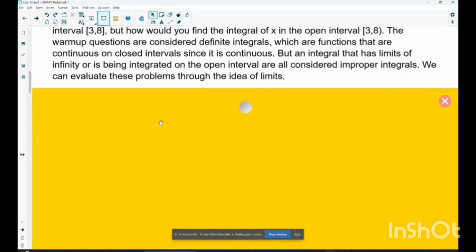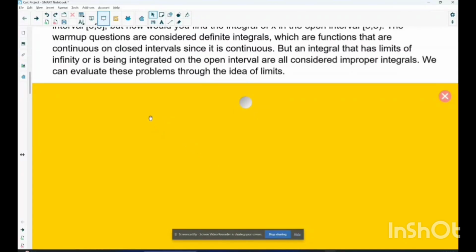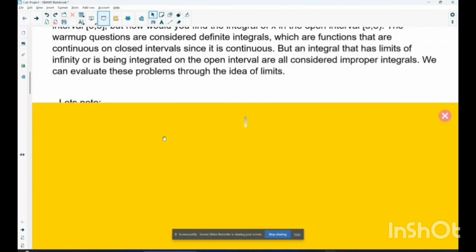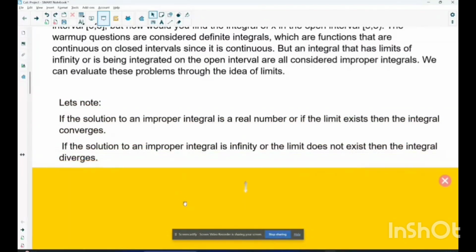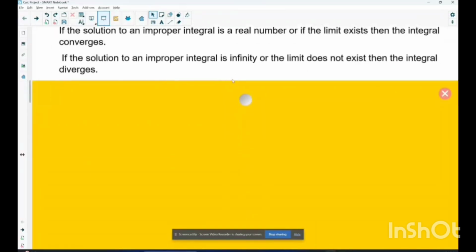We can evaluate these problems through the ideas of limits, as we'll see in our further examples. First, let's note when evaluating an improper integral, if the solution is a real number, then the integral will converge, and if the solution goes to infinity or isn't a real number, you'll know it's divergent. You need to memorize that.